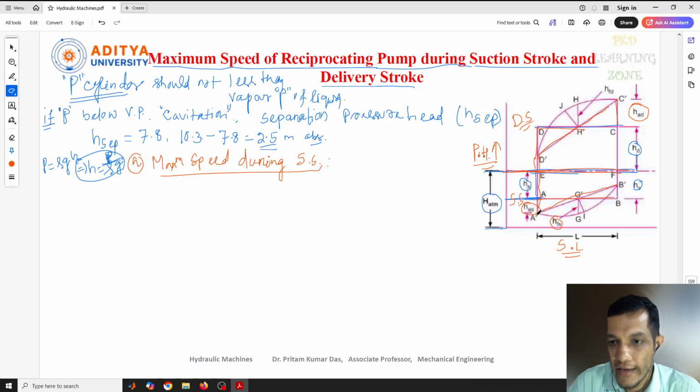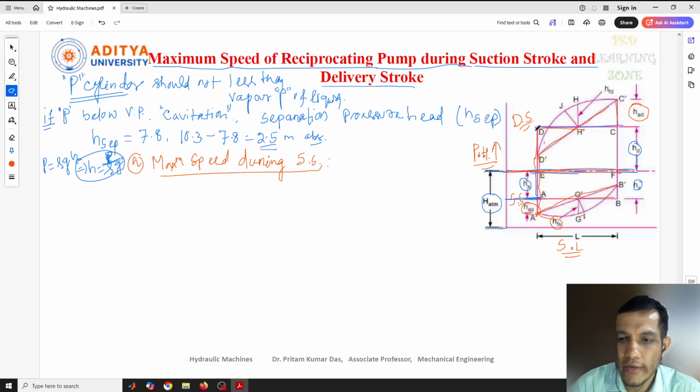Now if I consider A dash, G, B dash, C dash, H, then D dash, then the effect of friction as well as acceleration both are there. Only if I consider the other one, then it is different. That we have already discussed previously.